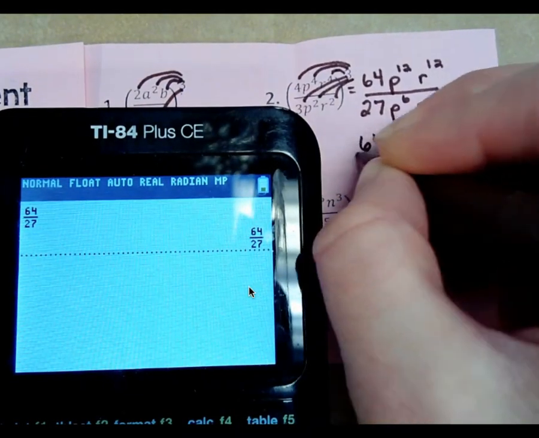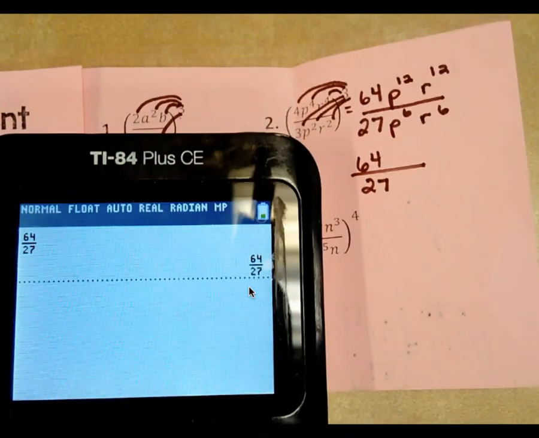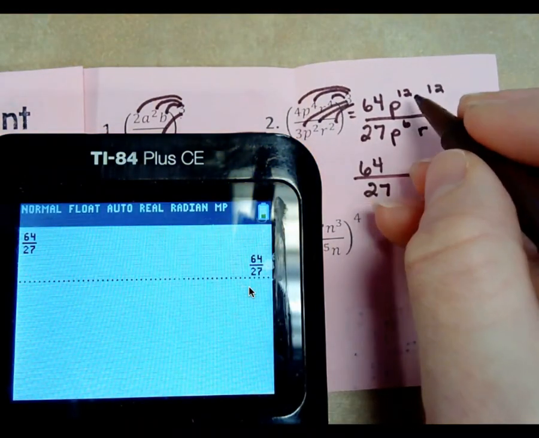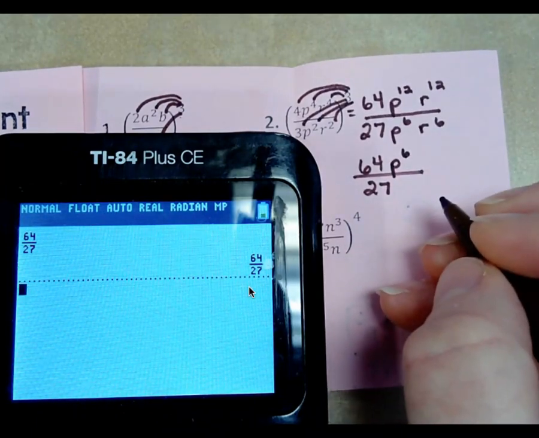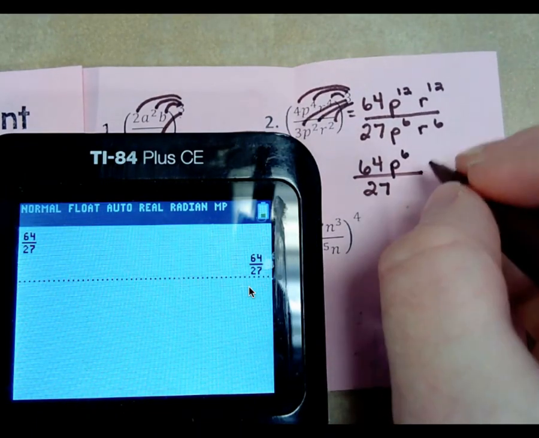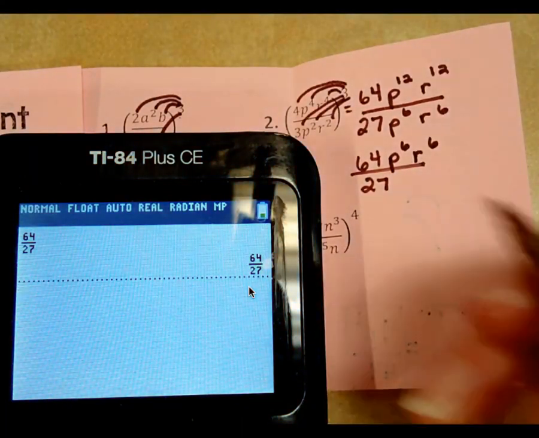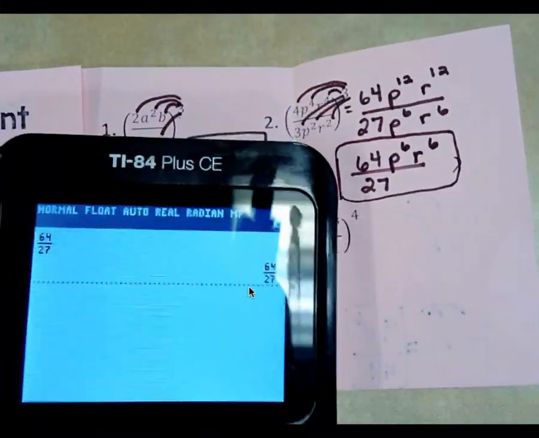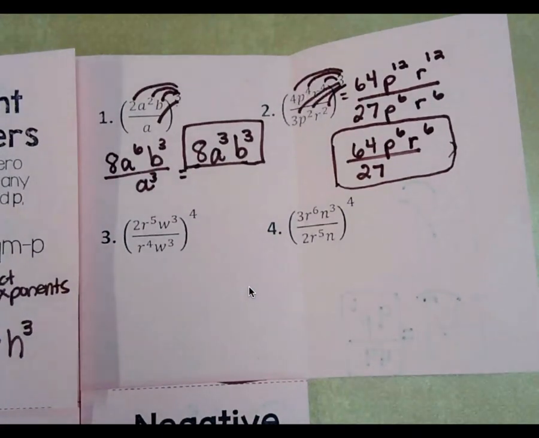So 64 and 27 don't change. So then let's look at our like terms, our like bases. So P^12 and P^6. Subtract them. So that's P^6. R^12 and R^6. R^6. And that is all we can do. Okay, go ahead and do the next one on your own.